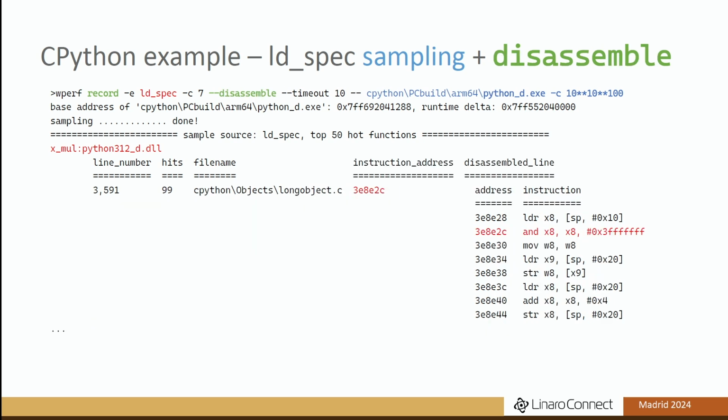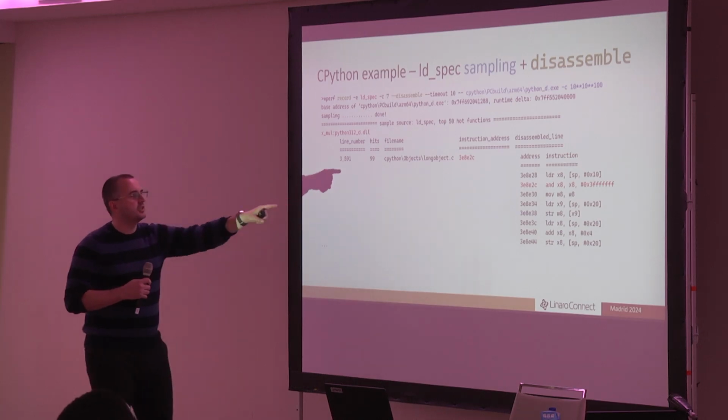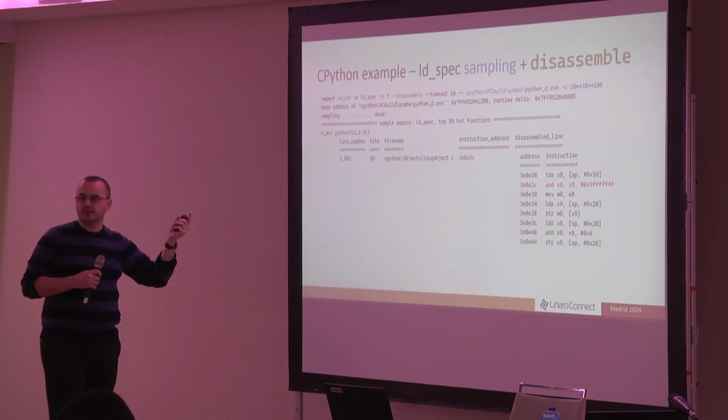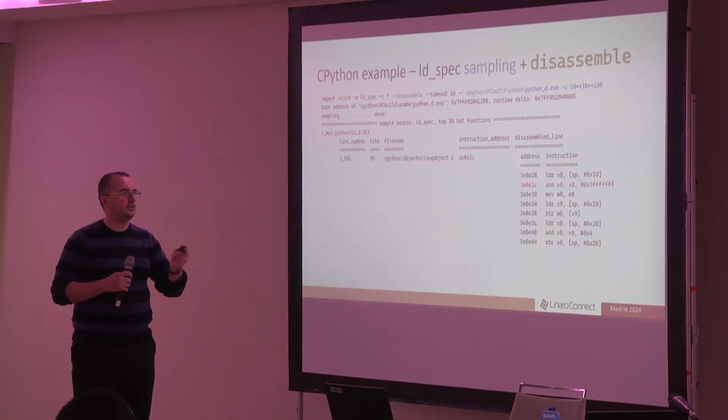We can also add disassemble. There is a caveat here I'll talk about in a moment, but what's happening is that I get this very simple information. There is the source code, there is a line in the source code, and there is a certain instruction address, and I can disassemble this function and go around that instruction and see what it is.